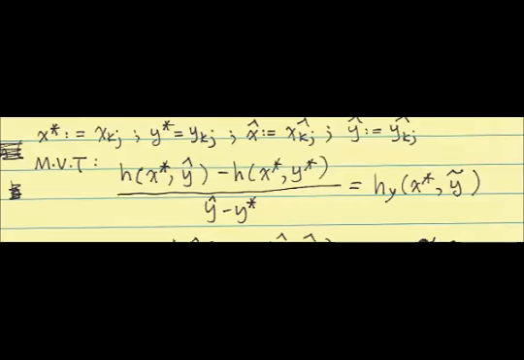Okay, so I am looking at one variable at a time. This time I'm looking at the y value. So y is different: there's a y hat and there's a y star. But let's fix x to be x star here, so we can apply the mean value theorem to the y variable. Let's look at this function as a function of y. Since y hat and y star are different, we have y hat minus y star in the denominator.